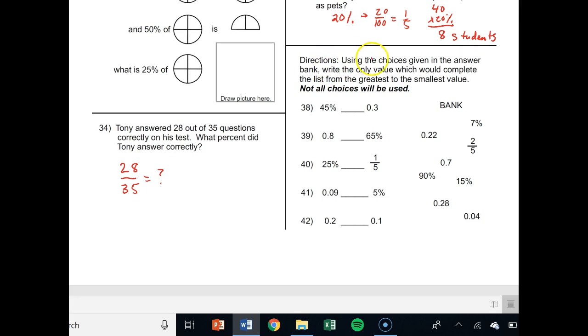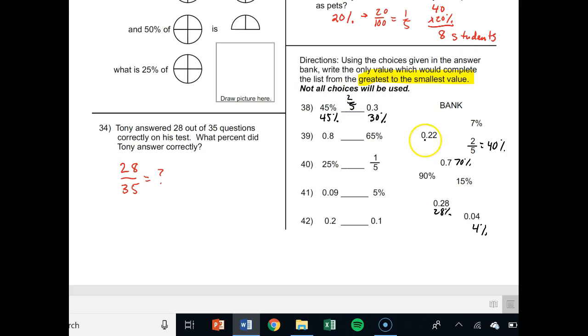And then directions using the choices given in the answer bank. Write the value that would complete the list to be greatest to smallest. Right? So again, I would convert all these to percent. So for instance, if this is 45%, this is 30%, then what can fit in between 45 and 30%? Obviously, 28 doesn't work. This is 28%, right? That doesn't work. This is 4%. That doesn't work. 90% doesn't work. 15% doesn't work. 70% doesn't work. 40% does work. So 2/5 would go right there.